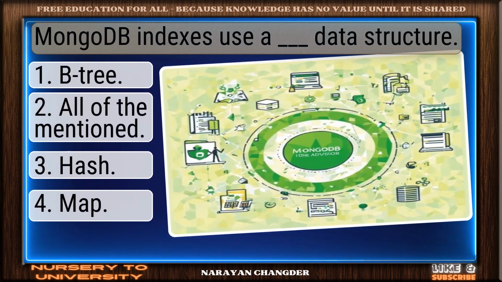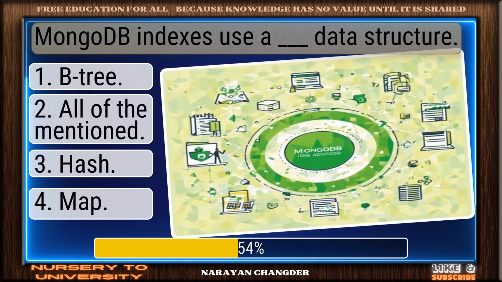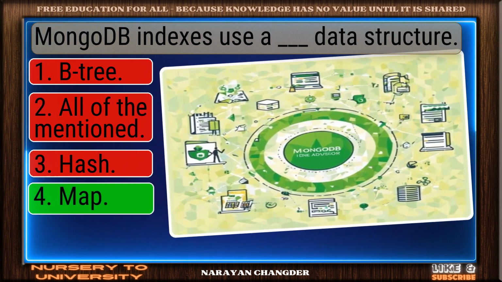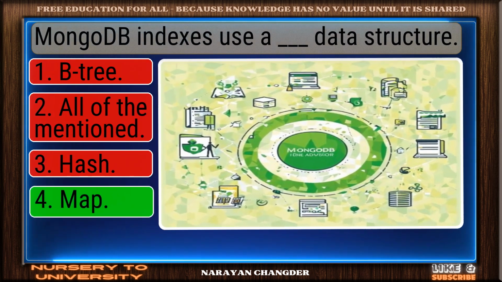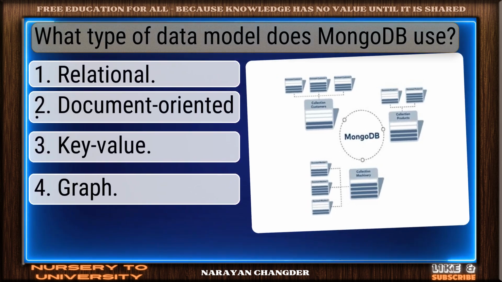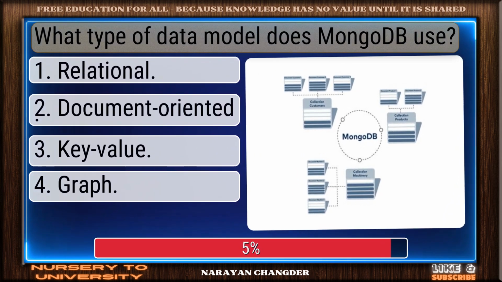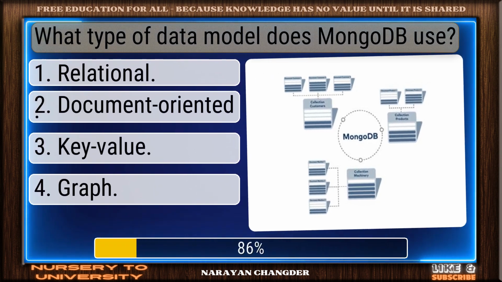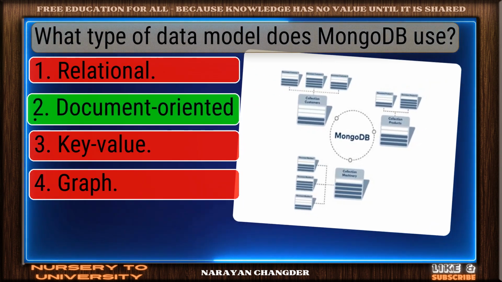Question number 25. MongoDB indexes use a dash-er data structure. Exactly. Map makes sense and it is the right choice. Question number 26. What type of data model does MongoDB use? Perfect. Document-oriented is the correct choice.